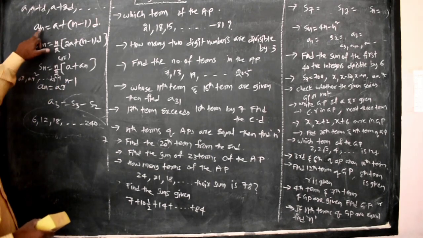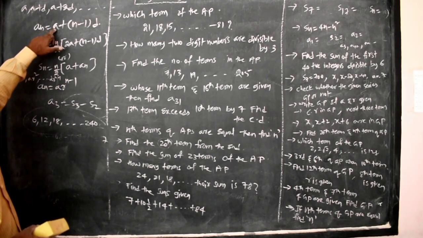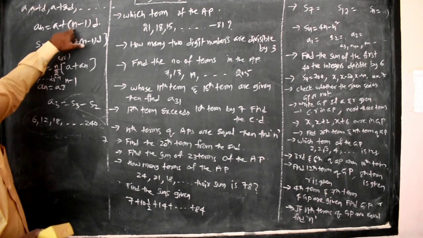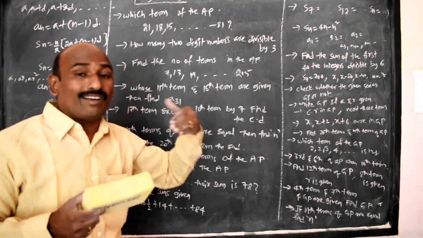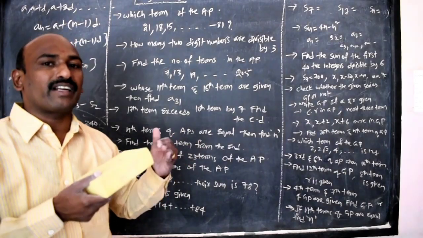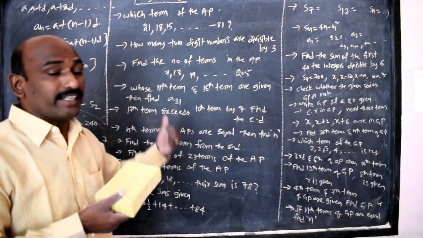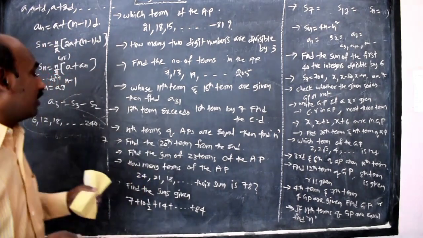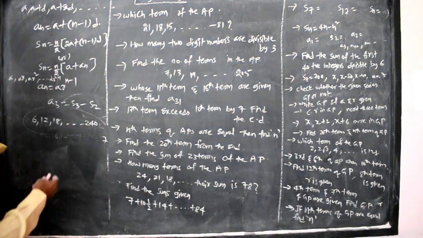An is the nth term. Here an is the nth term of AP. a is the first term. n is the number of terms. d is the common difference. Here they can ask 1 mark or 2 marks questions. Write down the nth term of the GP or AP and explain each term, or the sum of n terms of an AP. They can ask, and you have to explain each term of the AP or GP.